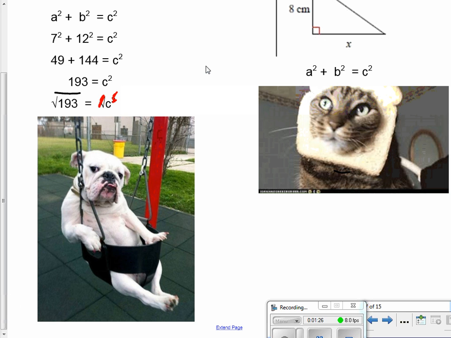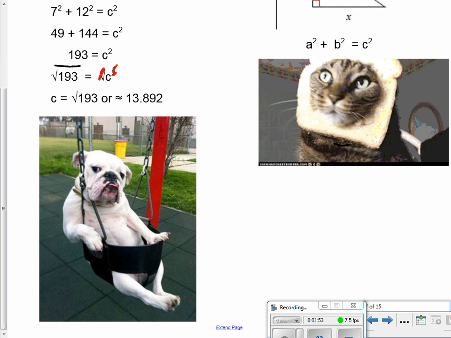Normally we would say that we can have a positive or negative. Again, the square root of 9 would be 3 or negative 3, because negative 3 times negative 3 would be positive 9. In this case, because we're talking about the sides of a triangle, we can't really have negative 3 feet as a side. So in this case, we're only talking about positive. We can only have a positive measure here, so we don't need to say positive or negative. We can simply say c equals the square root of 193. That's a little more exact.